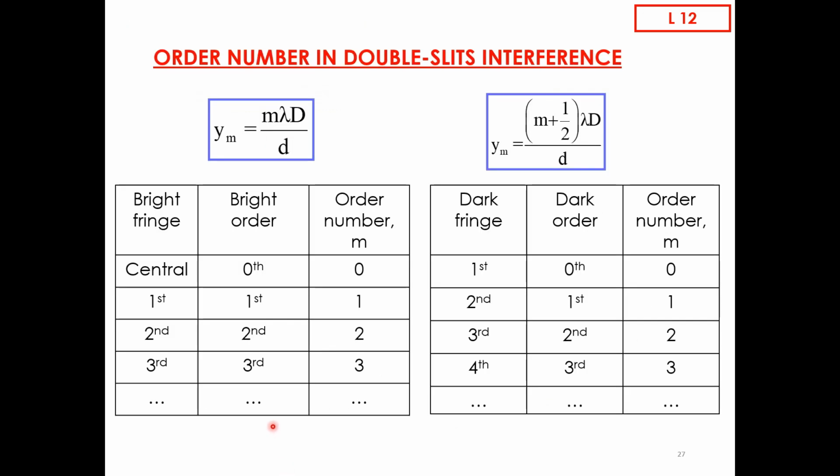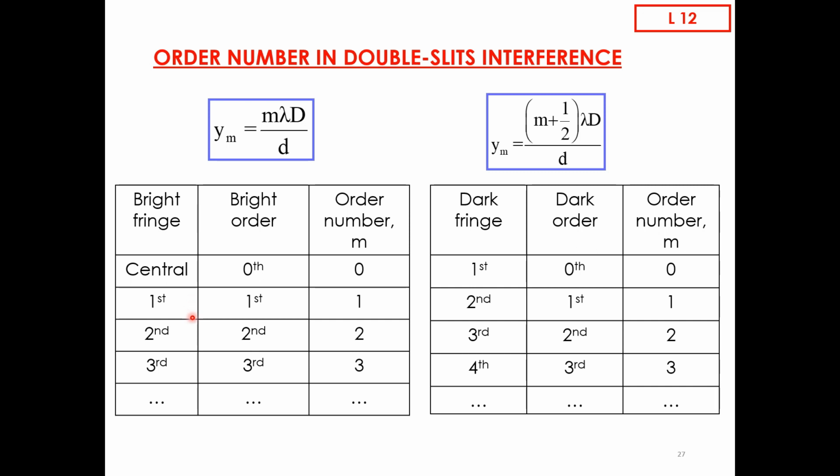For this slide, this is the order number in the double slit interference. How to determine the order number? The first one is the constructive interference formula: ym equals m lambda capital D over small d. For Young's double slit, we start with the central bright fringe. In terms of bright order, it is the zero order, so for the order number we use m equals 0.